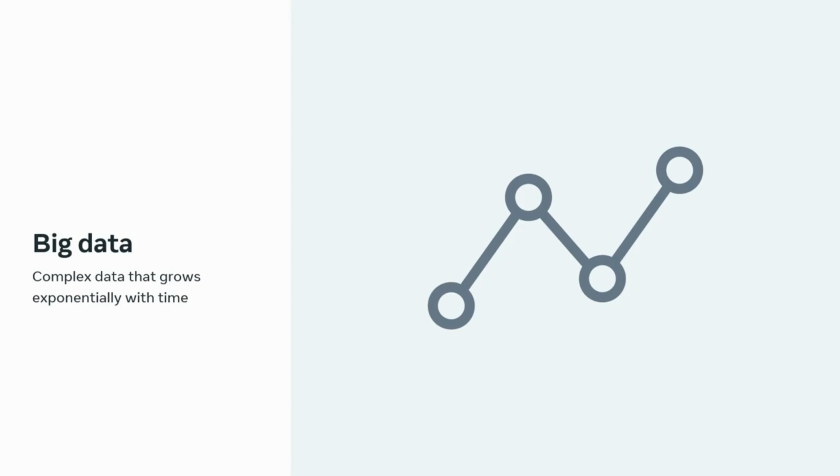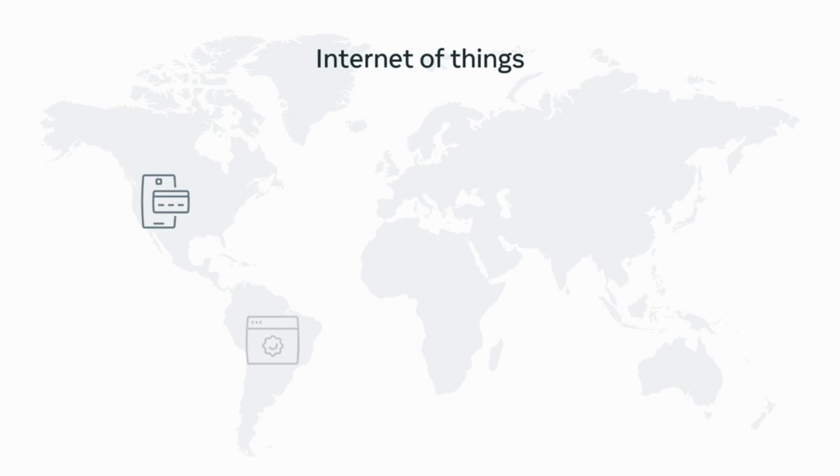But where does this kind of complex data come from? Social media platforms, online shopping sites, and other services generate massive amounts of data every second of the day as they capture the actions of billions of users around the world. And with the Internet of Things, or IoT, more and more devices are connected to the Internet, generating even more and more data. This is how complex data, or big data, is created. All this data is highly unstructured or semi-structured.